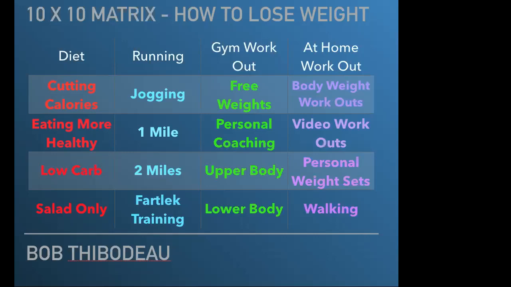Well, what if you're not going to the gym? Well, then there's body weight workouts where you just use the weight from your own body. You can use videos to help you work out. You're working out with your personal trainer on video. You can go buy a personal weight set, or you just go walking. These are all at-home workouts. But as you're discussing them with your audience, you use this 10 by 10 matrix to keep track of what it is you're doing.